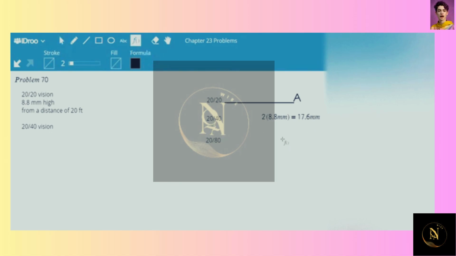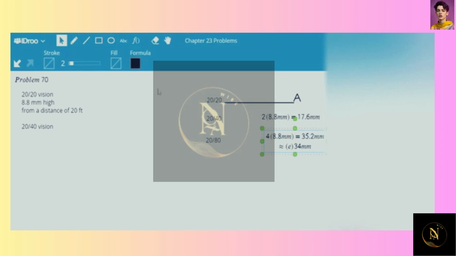So the letters would have to be 4 times as high. So here would be 4 times 8.8 millimeters. And we would get 35.2 millimeters, which is approximately the same as the answer given by option E, which is 34 millimeters. So letters would have to be 34 millimeters high at 20 feet so that a person with 20/80 vision should be able to resolve them.